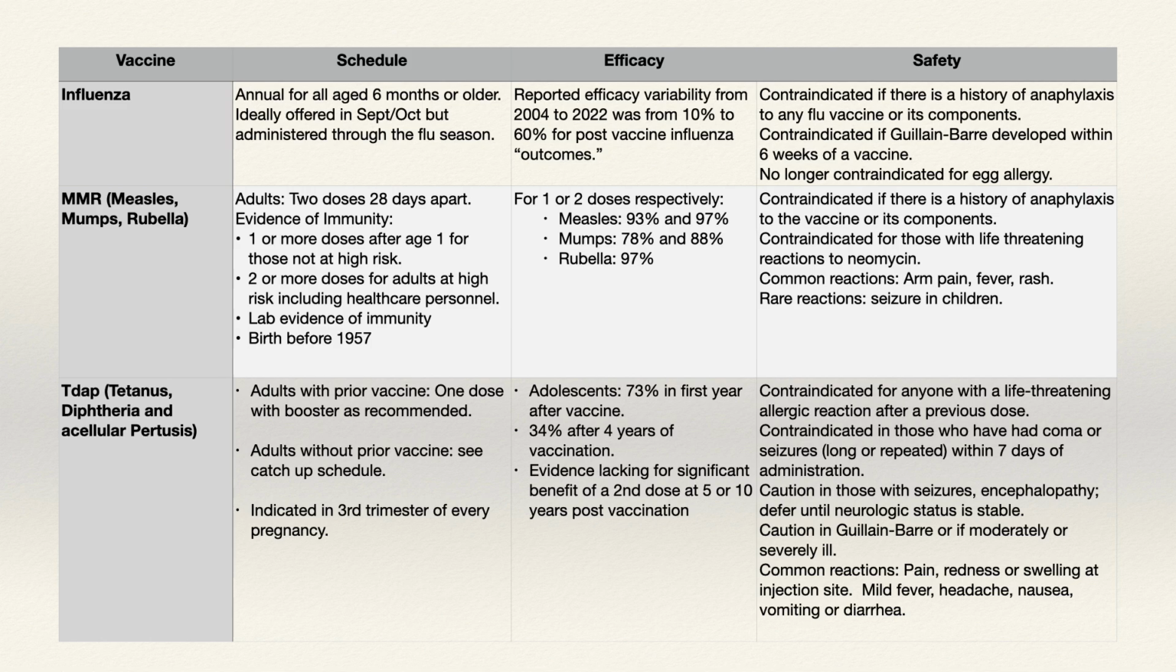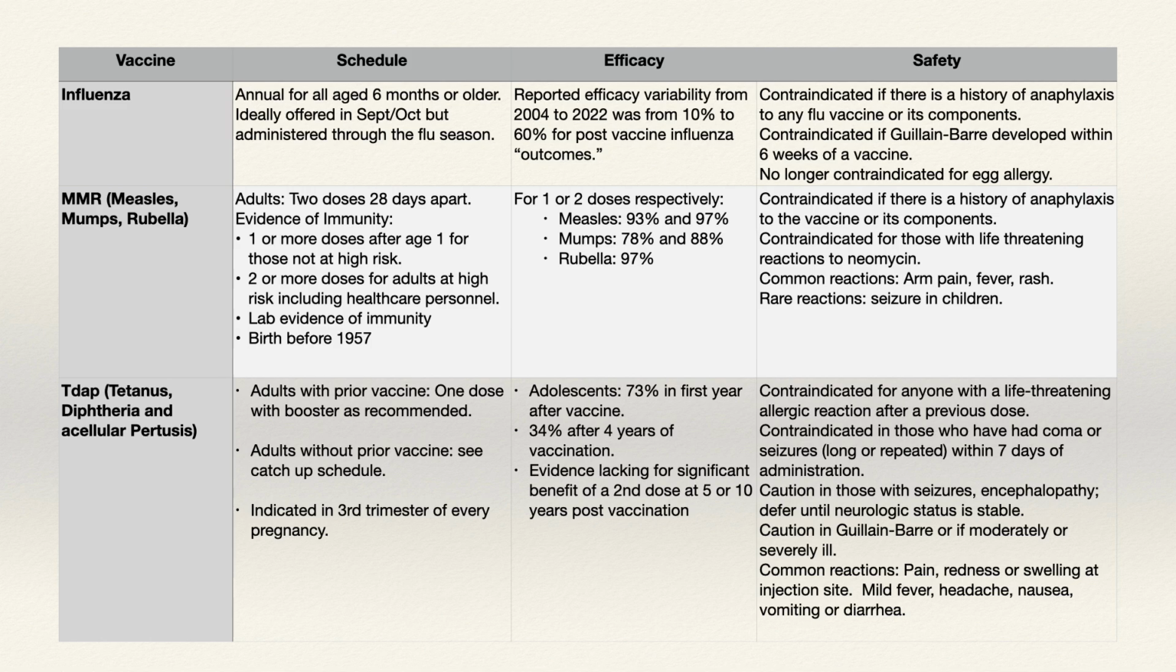Regarding efficacy of Tdap, for adolescents, 73% in the first year after vaccine. The general efficacy is 34% after 4 years of vaccination. Evidence is lacking for significant benefit of a 2nd dose at 5 or 10 years post-vaccination. Therefore, Tdap is usually given once, and then Td, or tetanus, is given when indicated.